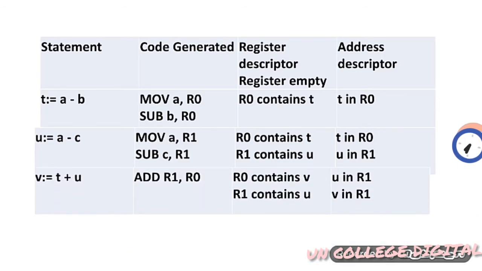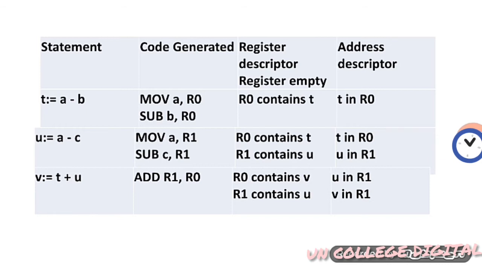Then the next, v equal to t plus u. It means that we are executing the instruction a minus b plus a minus c, and the code generated is add r1 comma r0, very simple. The register descriptor says r0 contains v, r1 contains u, and the address descriptor implies that u is in r1, v is in r0.